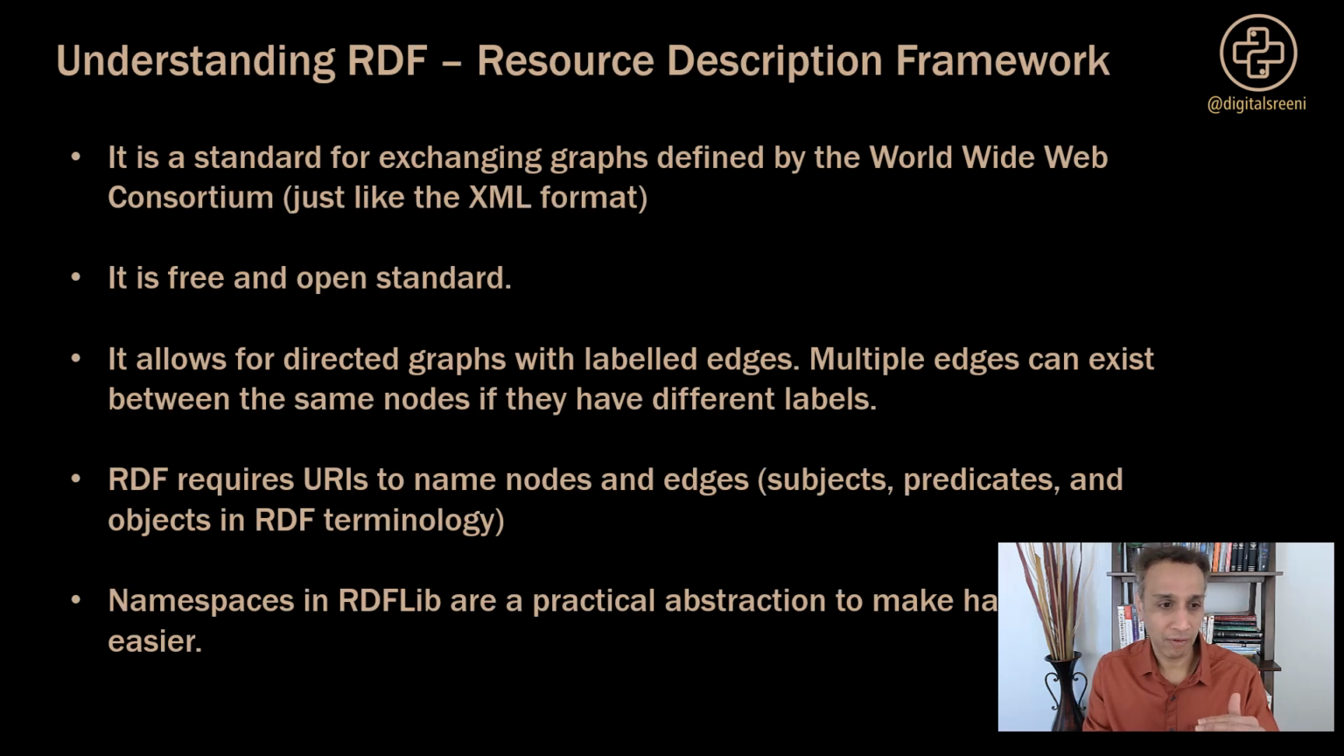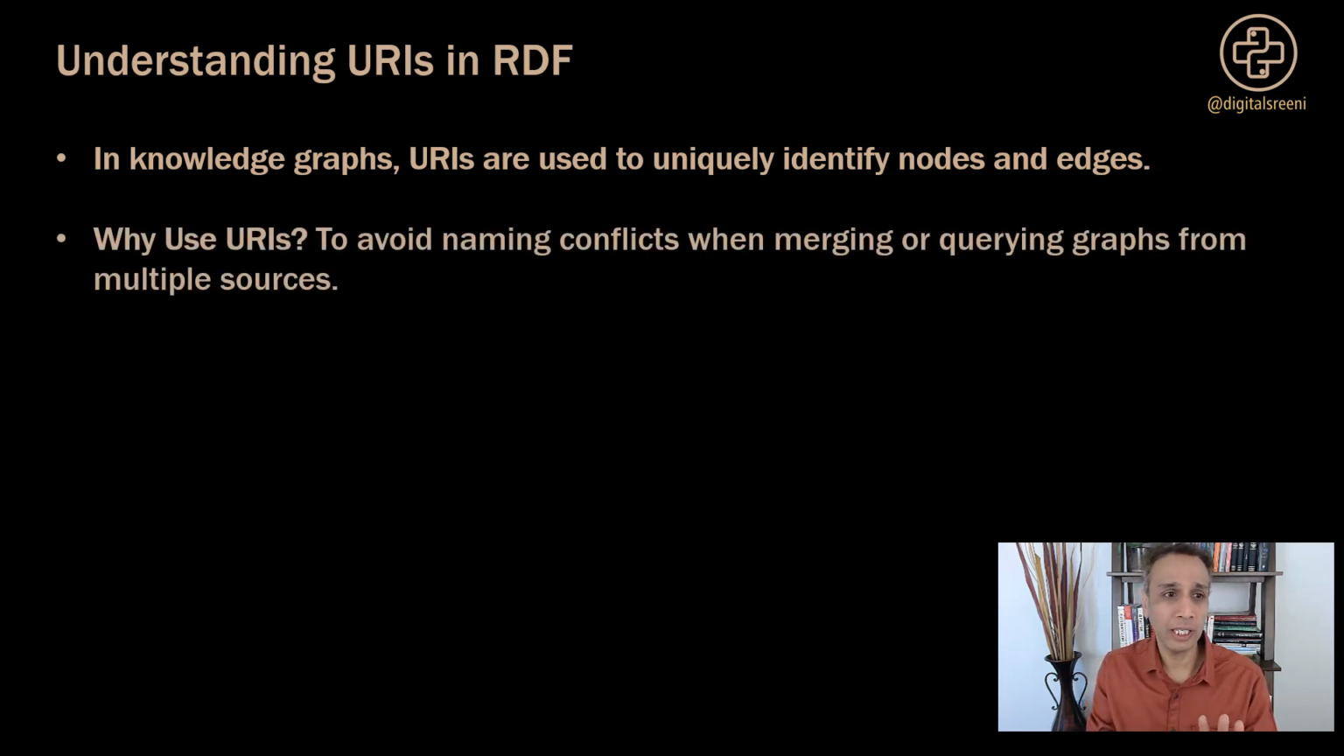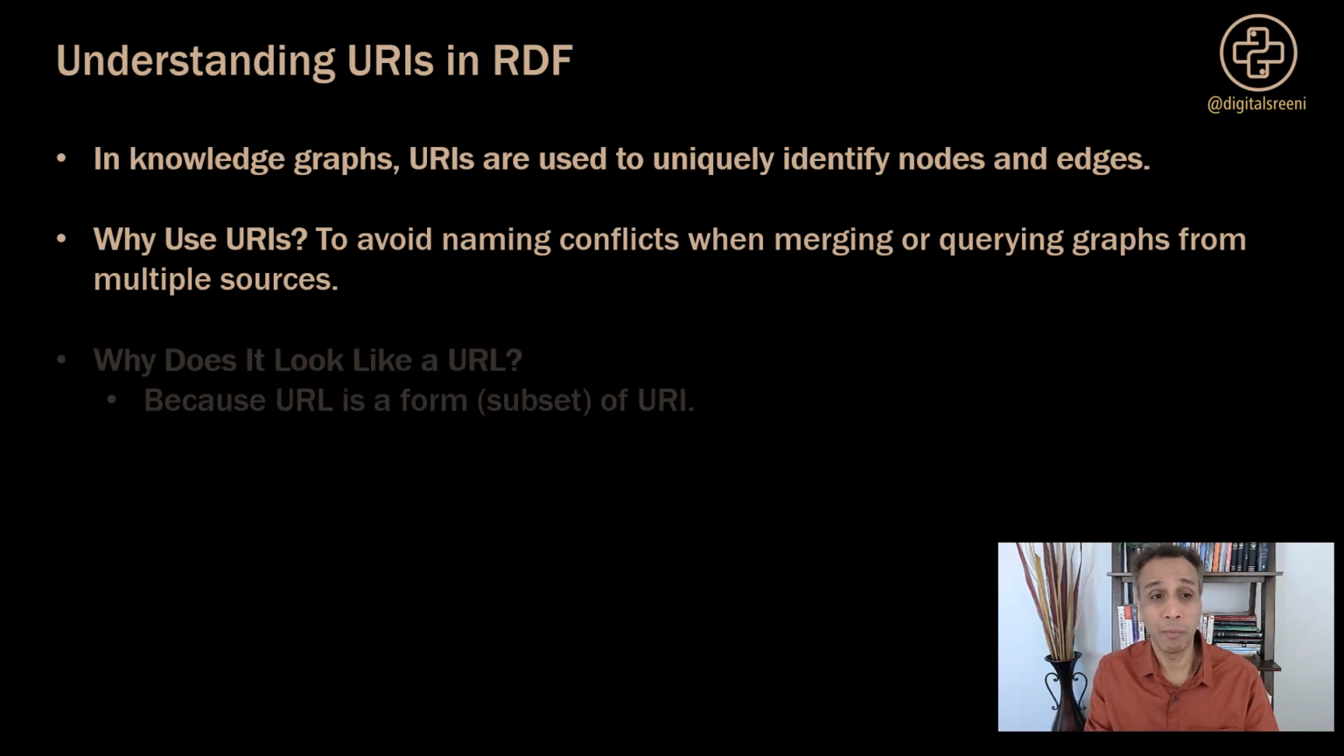I mentioned URI right here, right? So the fourth bullet point is about RDF requiring URI. What does URI mean? The most common URI that you know of is a URL, a website URL. That's a form of URI. The I in this case is identifier. So they are used to uniquely identify nodes and edges. Why do you even need to use these URIs? Like I mentioned, to avoid naming conflicts when you're working with different graphs that potentially come from multiple sources.